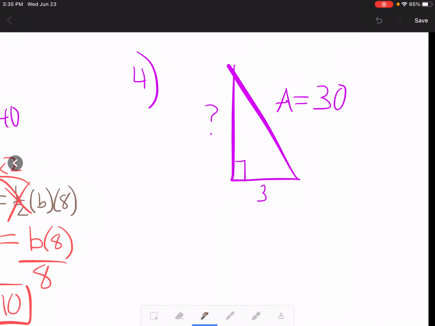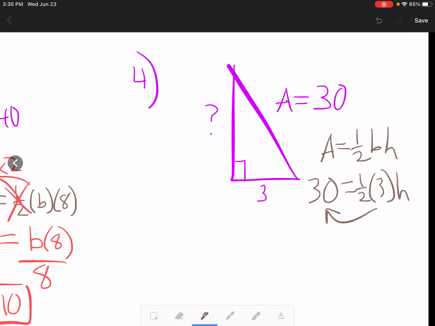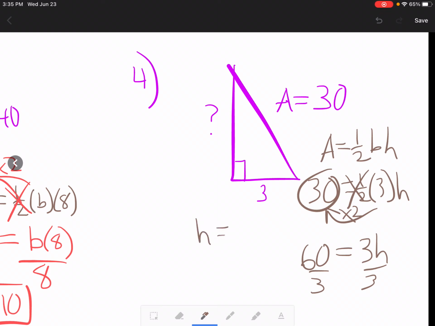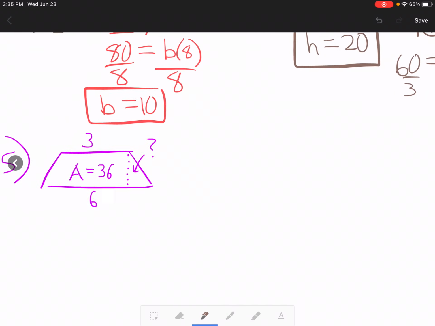So here, again, our area formula is equal to 1/2 base times height. Our area is 30, is equal to 1/2 times 3 times our height. We'll do this step where we multiply everything by 2. So we get 60 is equal to 3h. Because again, we double this one, we get rid of that one, and then we divide by 3, and we're left with h is equal to 20. Box it, walk away.